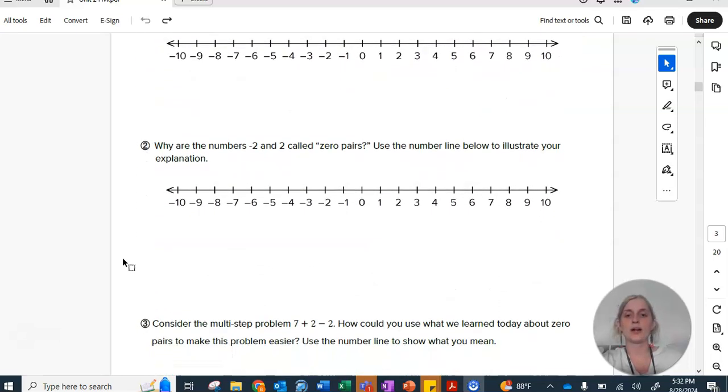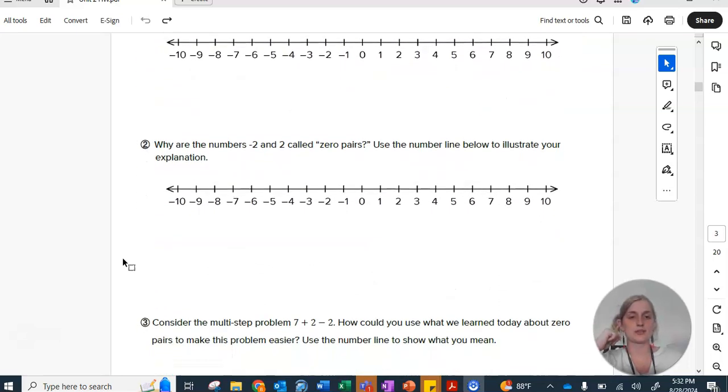Number 2, why are the numbers -2 and 2 called zero pairs? You can use the number line or you can use the integer chip strategy. But zero pairs, remember, is when you add numbers and you end up with an answer of 0. So think about drawing your arrows.